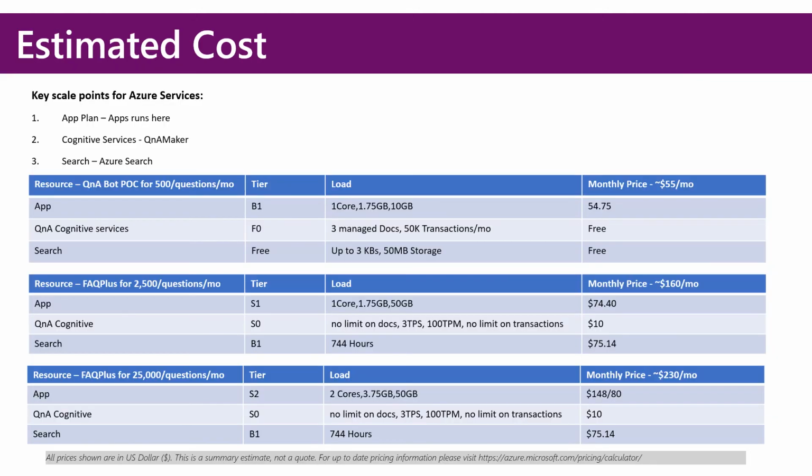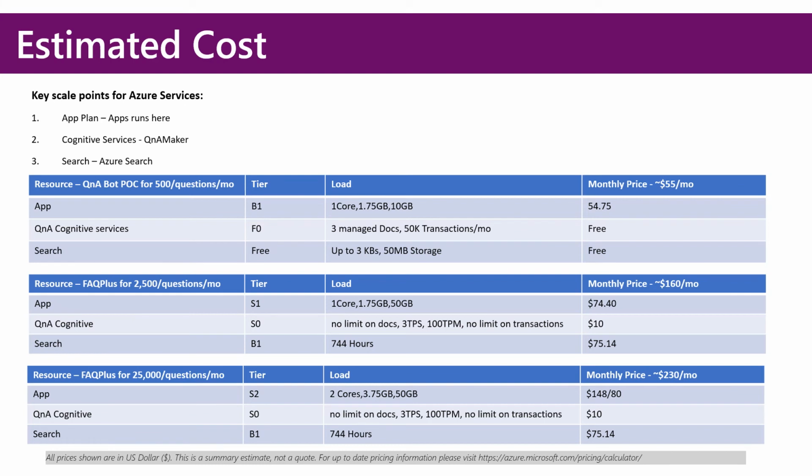One common question is cost to run AdoptBot. Now the application template is free on GitHub, but there are costs incurred as we run these services in Azure. This slide articulates the three key scale points of the application plan, the cognitive services, and the search services in Azure, and gives you a model for three size deployments.